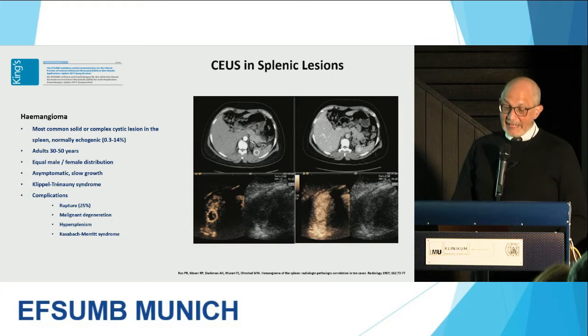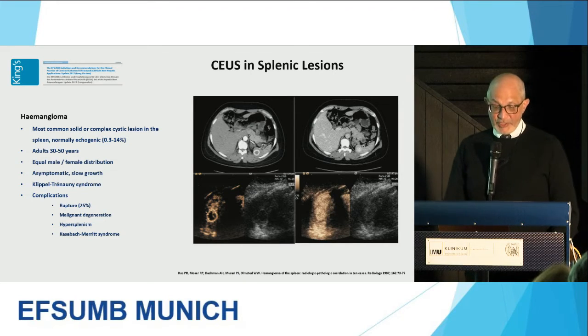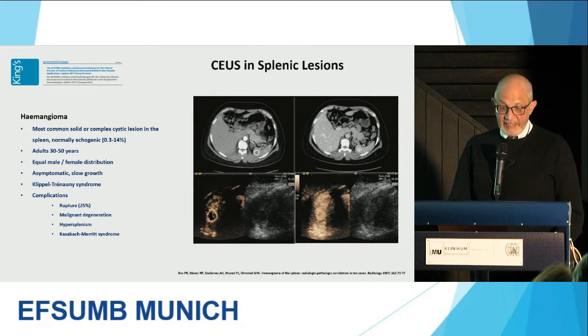The commonest benign lesion in the spleen is the hemangioma, but it's not a typical appearance as you would see in the liver. It's normally echogenic, but not always so, and it's not normally found in adults between 30 and 50 years, and there's equal male and female distribution, asymptomatic, so you just find it on your examination.